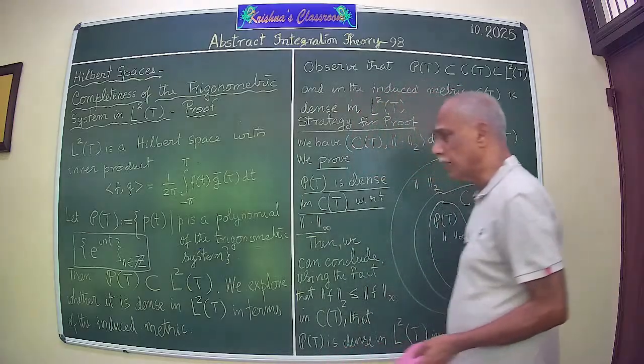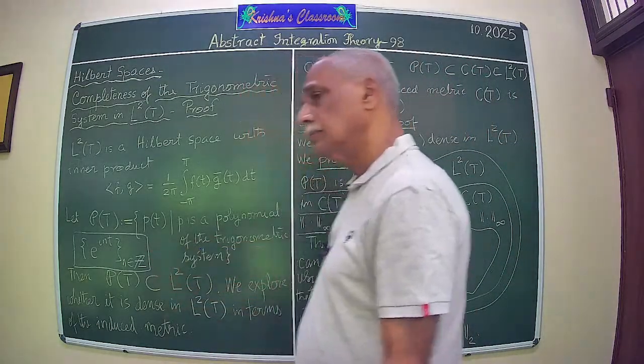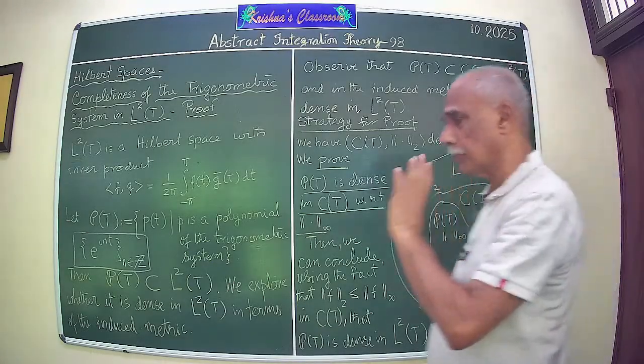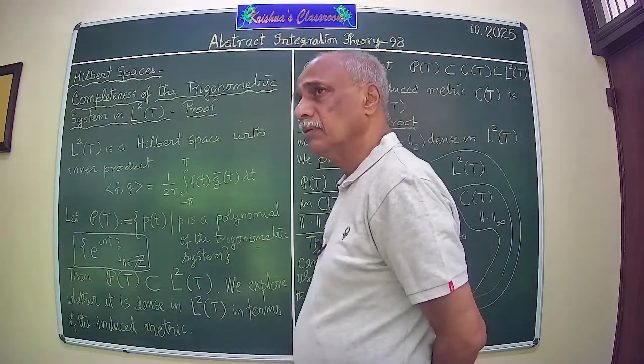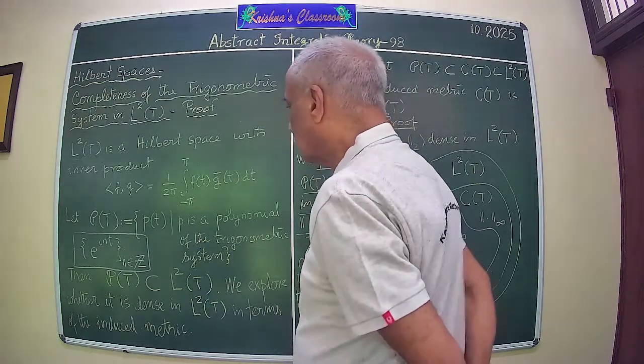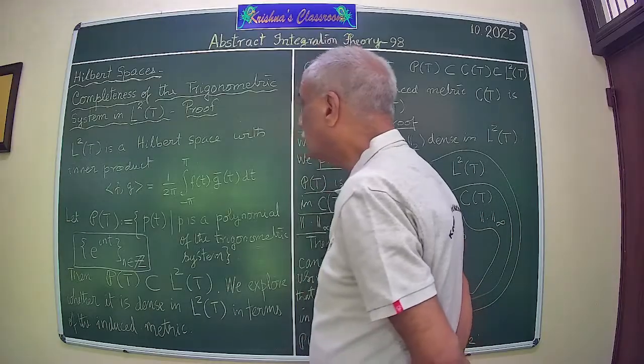What we prove is that the collection of all finite linear combinations of e to the power int forms a dense subspace of L2.